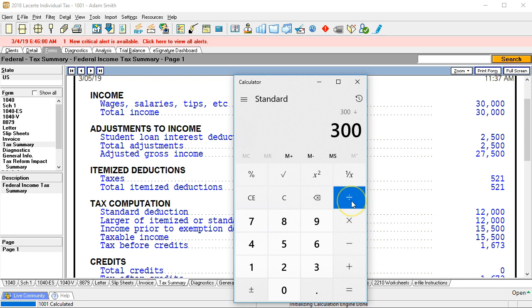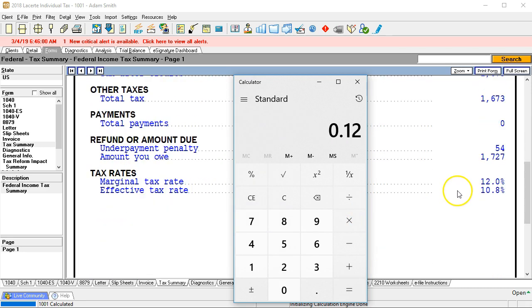If I divide that by the 2,500, we get 12%, right? Because that's the marginal tax rate, or the highest tax rate kind of benefit. So the benefit is in relation, in essence, to the tax rates. And usually the marginal tax rate is the highest tax rate that you're at. So when you start to take deductions, then it's going to start peeling off on the highest rate.